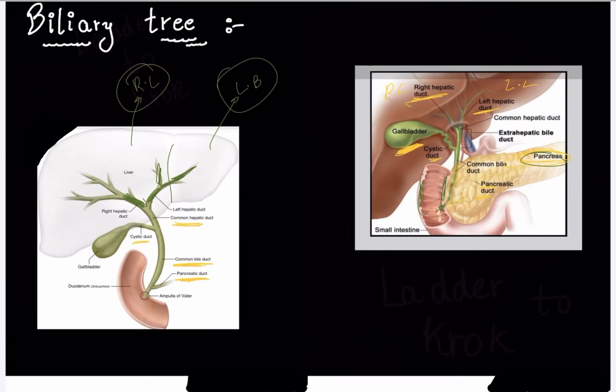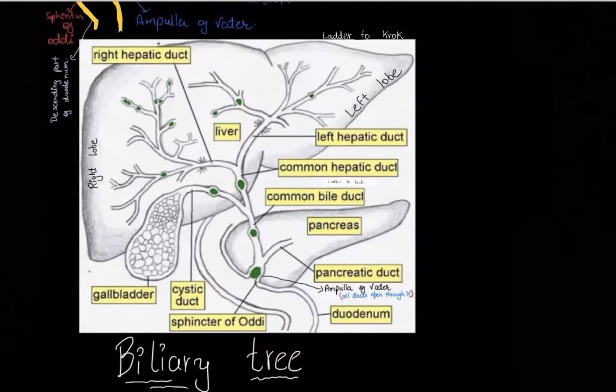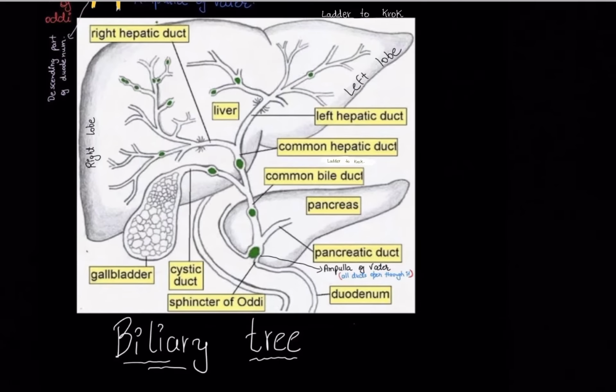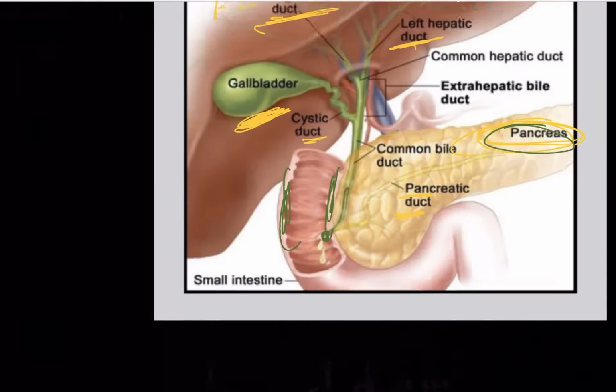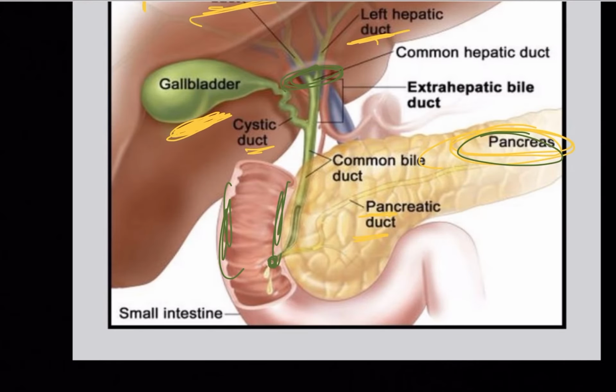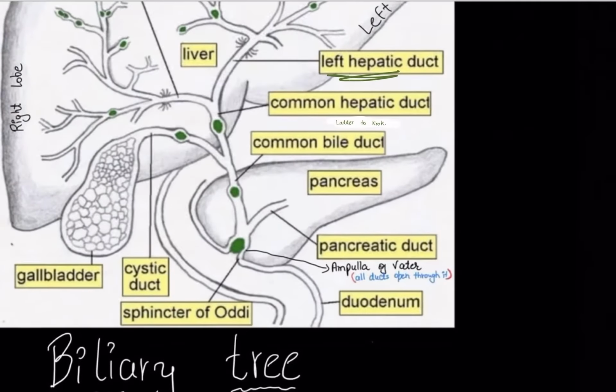Now let's discuss this. I already told you this is your right hepatic duct, and this is your right lobe and left lobe. Right hepatic duct, left hepatic duct, then it will form the common bile duct. This common bile duct will go outside the liver, and just after this junction, the gallbladder will join. The cystic duct of the gallbladder will join. Then this is called the common bile duct, and then this is the pancreatic duct.